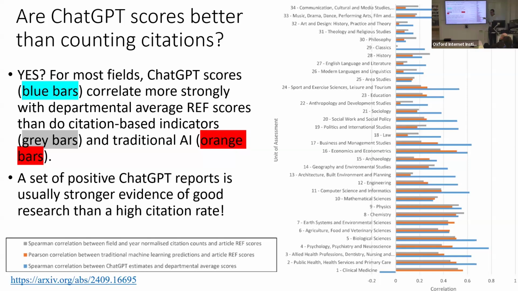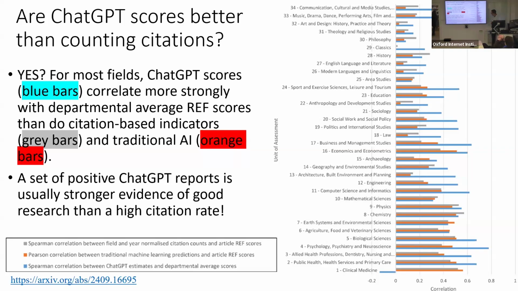And it shows that ChatGPT is better. It does a better job, it gets a higher correlation than citations. So it's already better than the technique to support human judgment that was used in REF 2021. And it doesn't just apply to the fields where citations are already used in the REF, but it has some potential in virtually every field.